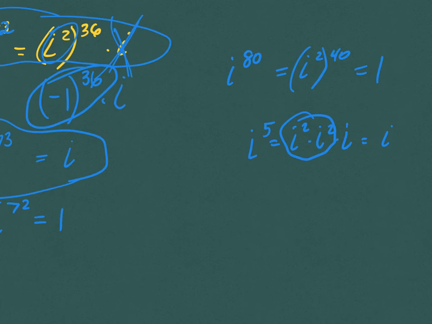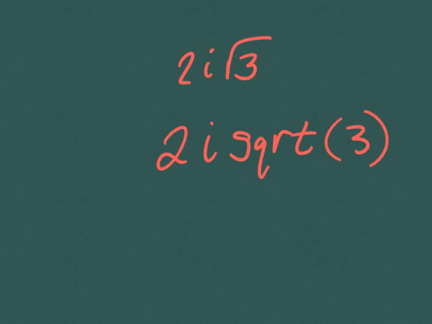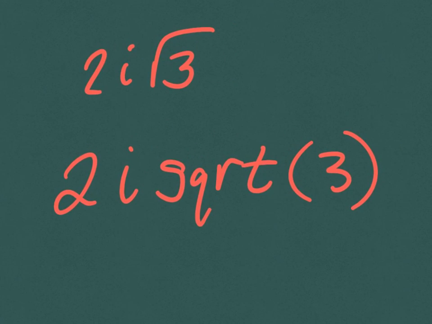One thing about that, I got to ask this question like 8 million times. What if your answer is 2i times the square root of 3? You would type in 2i SQRT parentheses 3 parentheses. That's how you say square root. There is no square root symbol on your keyboard. So you go SQRT and put it in parentheses.